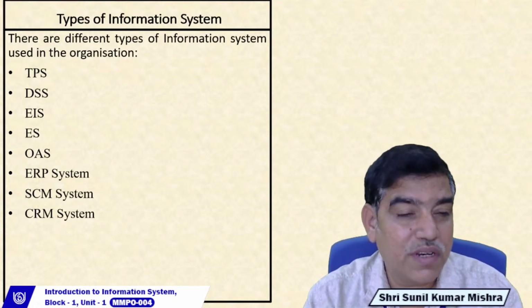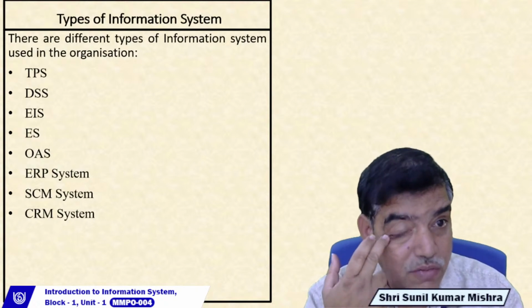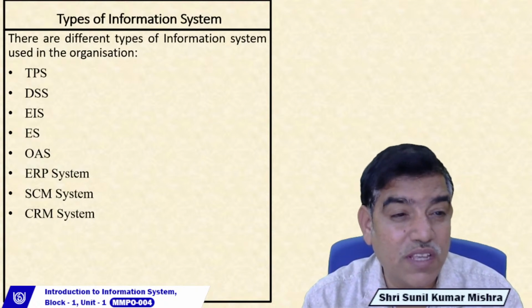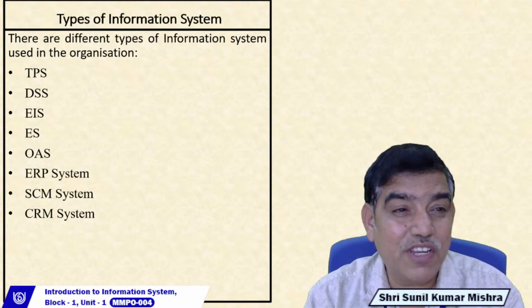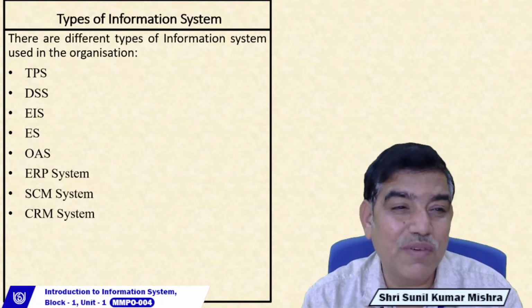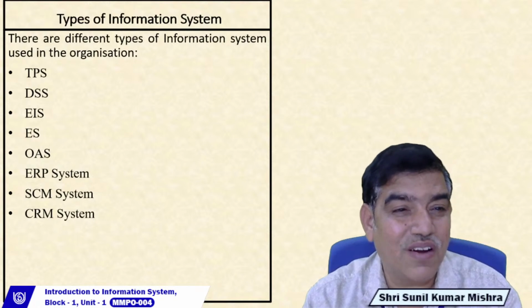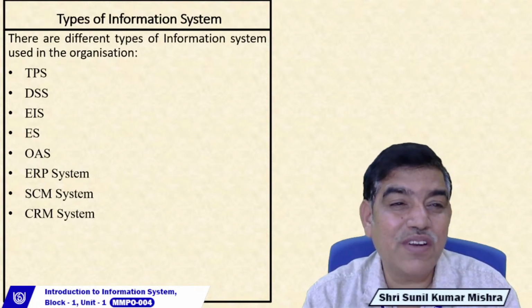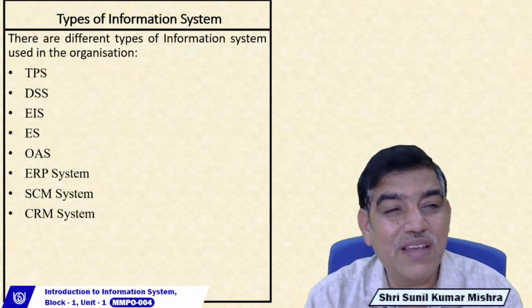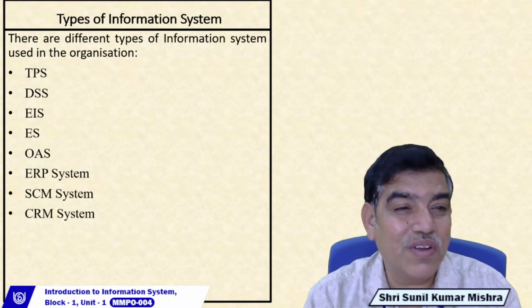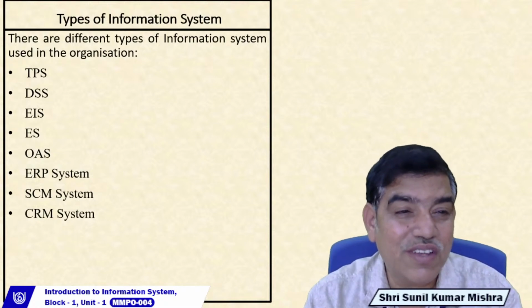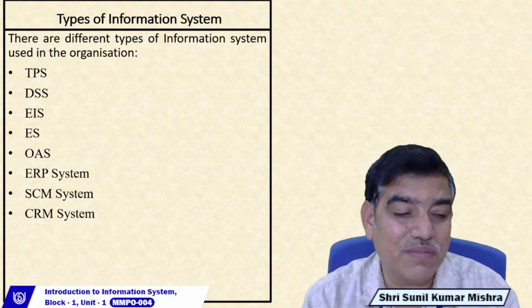So we know about TPS, DSS, EIS, ES, OS, what is ERP system, what is SCM, what is CRM. If we discuss all the information systems, all are integrated, but the major components are the same: data, database, hardware, software, users, and procedures. These are the common components for every information system.